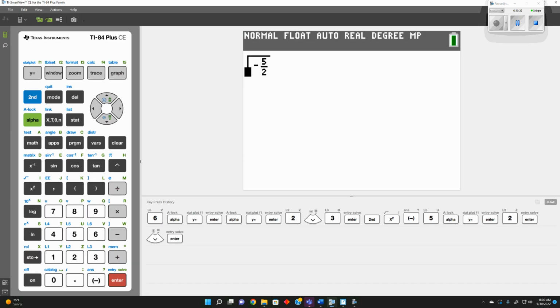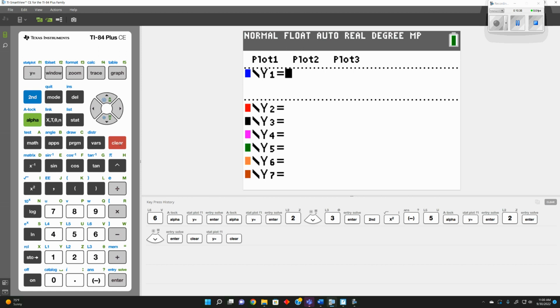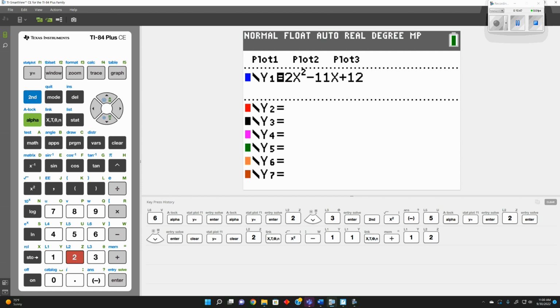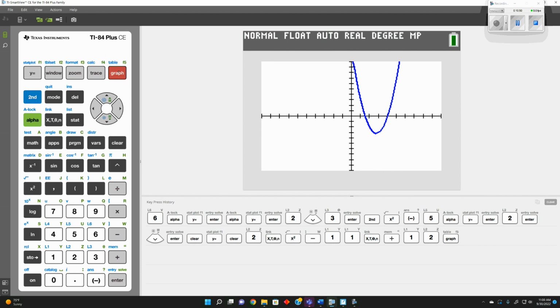So we could use the graphing calculator and go y equals 2x squared minus 11x plus 12. And we can hit graph and see if it gives us the two answers. So we do see that the graph does cross at 2 points, yes? Are both of them integers? Are both of them whole numbers? No. One of them is at 4, but the other is a decimal.